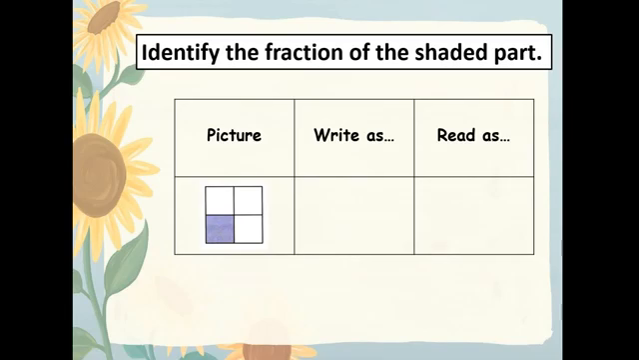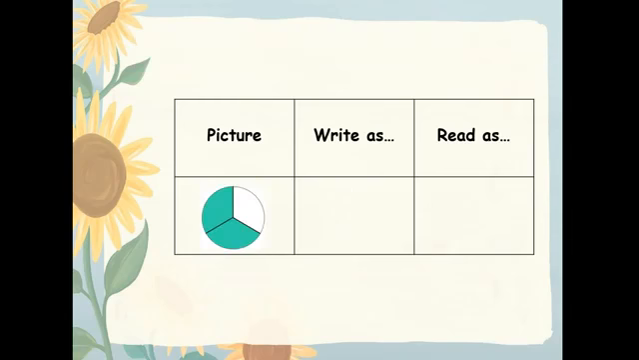Now for further understanding about writing fractions, let's identify the fraction of the shaded part. So what is the fraction of the blue part? Yes, it is 1 over 4 or 1/4. What is the fraction of the blue part? It is 2 over 3 or 2/3.